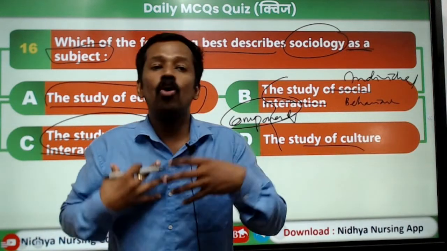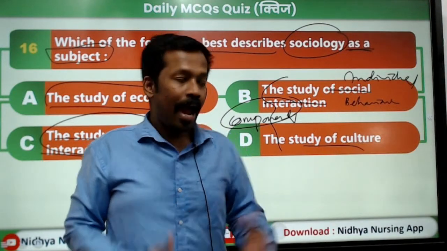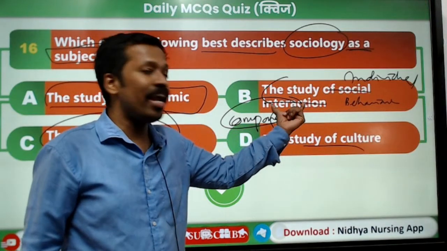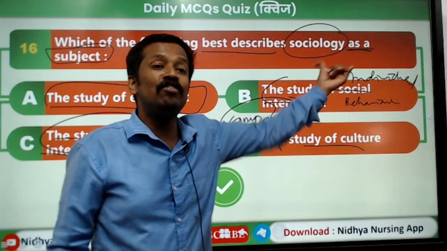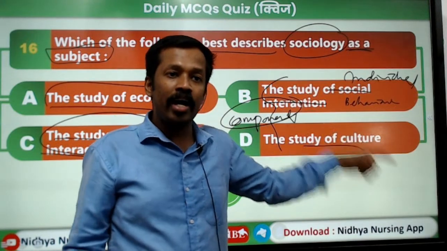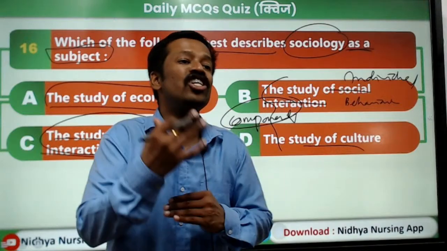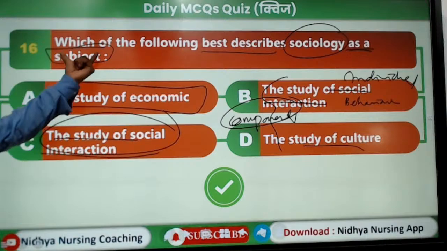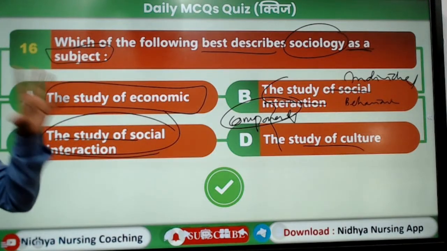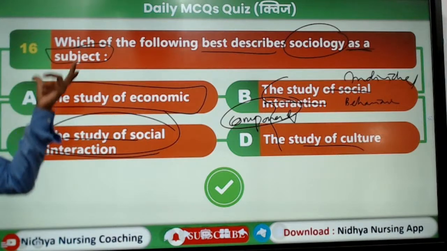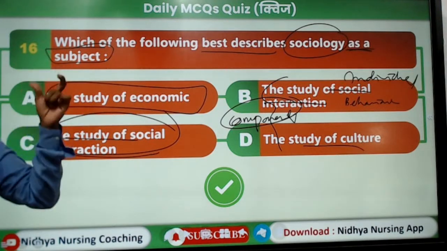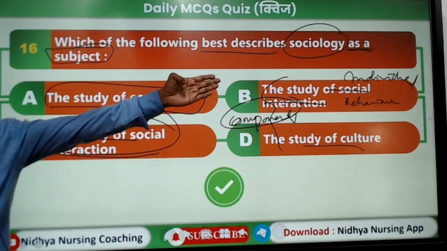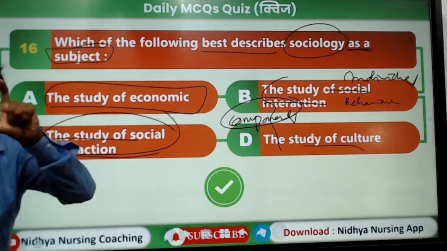Individual behavior and culture are components, but the study or science of social interaction is what is meant as a subject in a particular course. Behavior, individual behavior or culture are the pillars, components. Got it? So what is the answer? Social interaction: the study or science of social interaction.